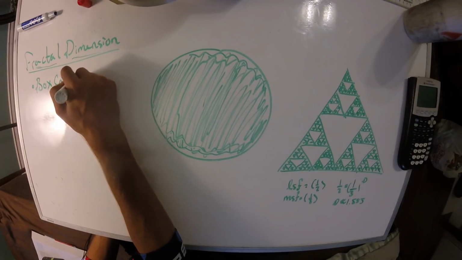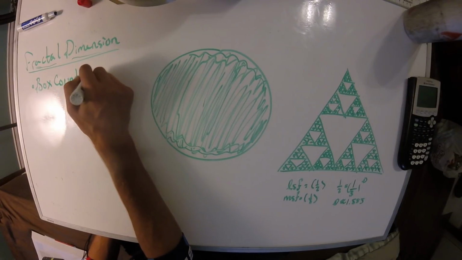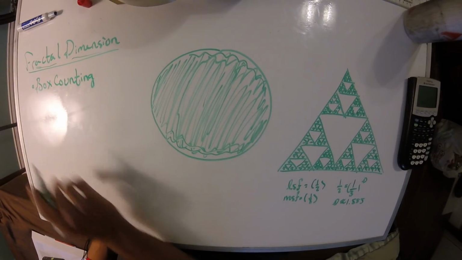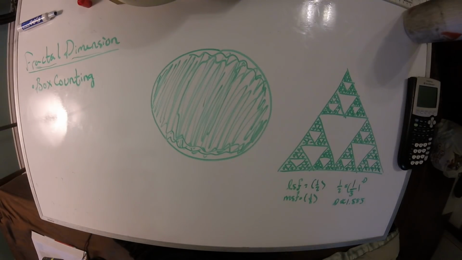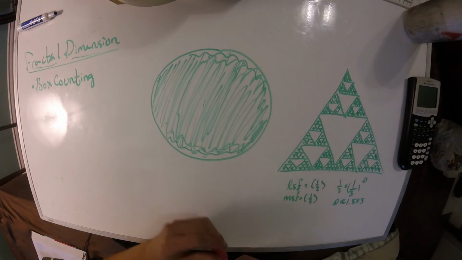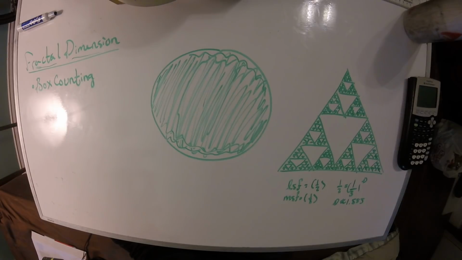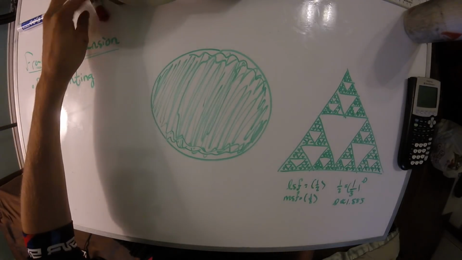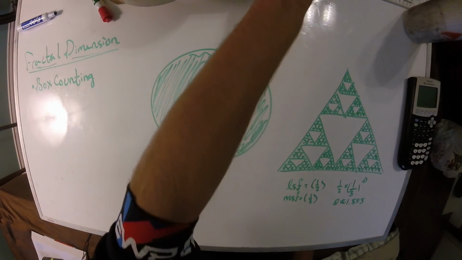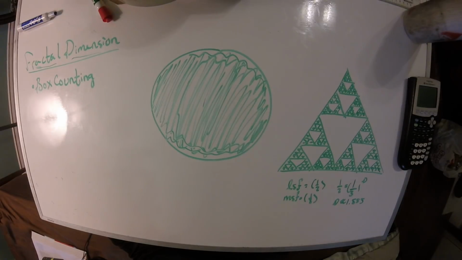And this is precisely what it sounds like. We are literally going to count boxes. This dimension is sometimes called the box counting dimension. But it's fundamentally the same concept, but it breaks the necessity for self-similarity. So if we don't have perfect self-similarity, how do we compute the dimension of an object?